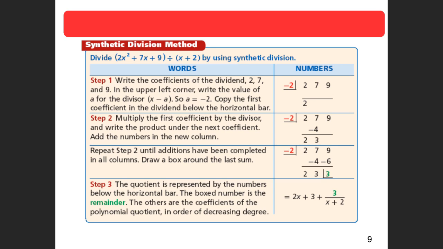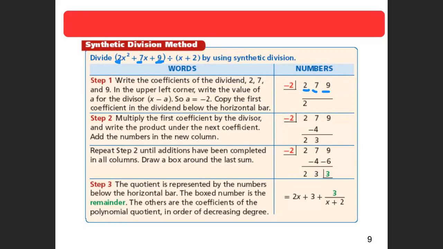So how do we do synthetic division? All you do is you write out the terms. If I'm dividing this, I just use the 2, the 7, and the 9, and I write those down, 2, 7, 9. And then I take whatever makes the divisor equal to 0, that's the value I use in the box here, so that's -2. So that's how we set it up.